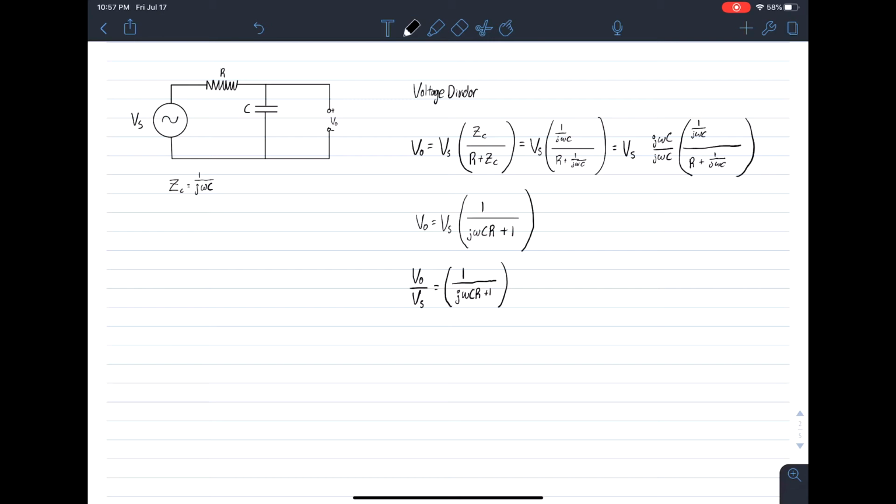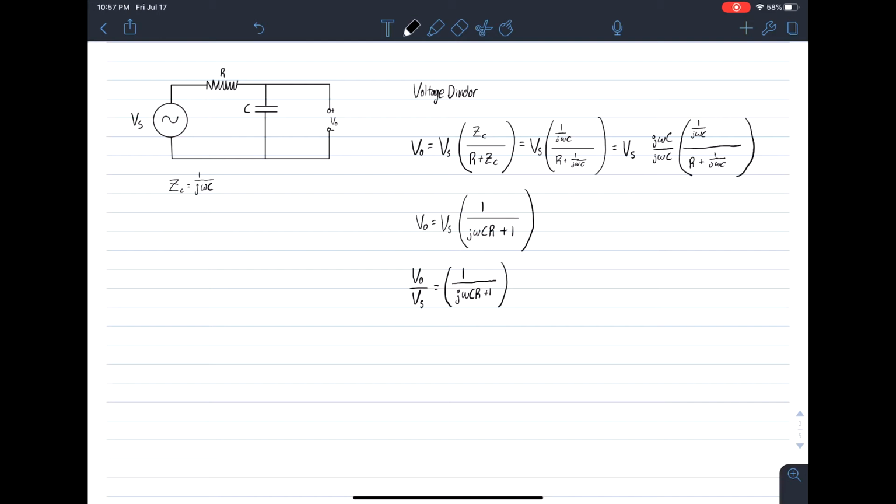Now let's talk more about VO divided by VS. VO is the output voltage and VS is the input voltage, so the ratio between them is essentially telling us how strong the source voltage is at the output reading. If the ratio between them is 1, that means there is no difference between the output reading and the input source voltage. If the ratio between them is more than 1, that means the output reading is greater than the source voltage, meaning that there is some amplification going on. And if the ratio between them is less than 1, that means there is some attenuation of the voltage from the source to the output.